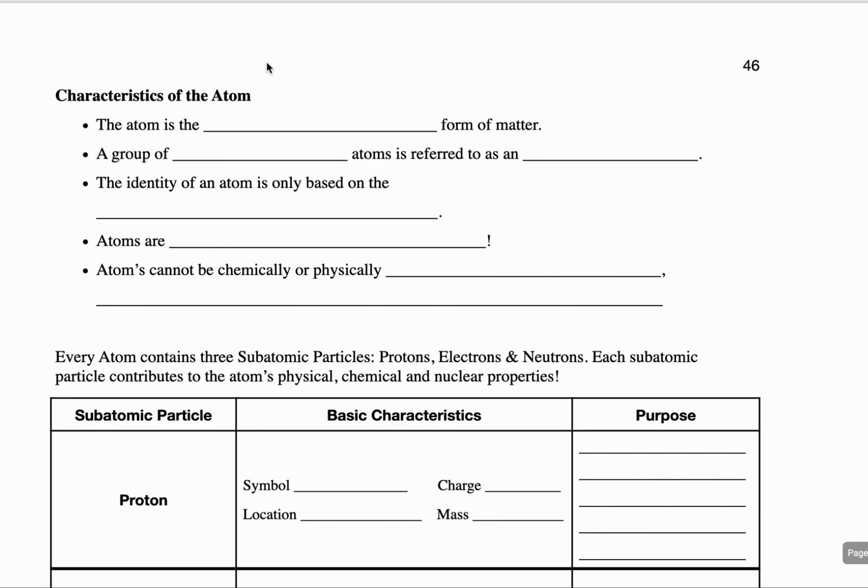Writing down some characteristics of the atom, the average atom. So the atom is the simplest form of matter. And because it is the simplest form of matter, I'm jumping down to the last bullet here, an atom cannot be physically or chemically decomposed. We cannot break it down into smaller chunks of matter.